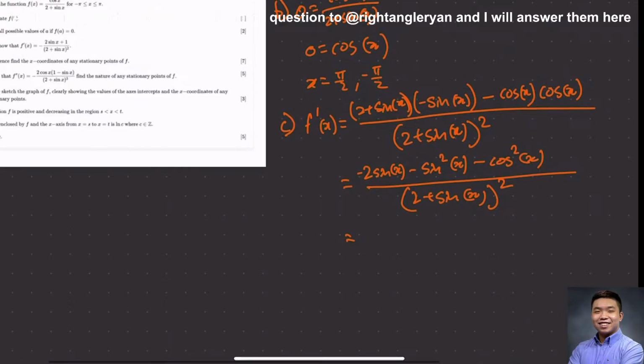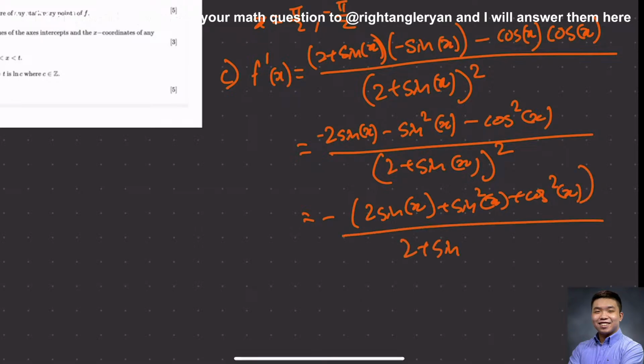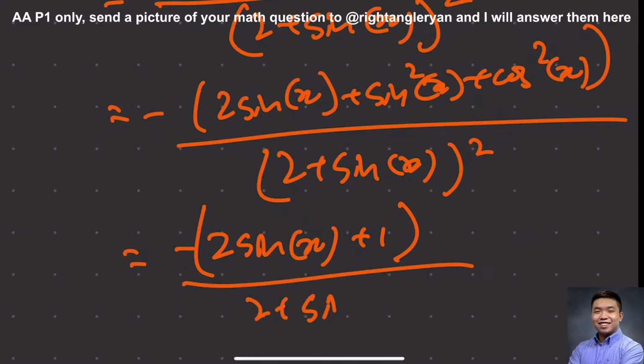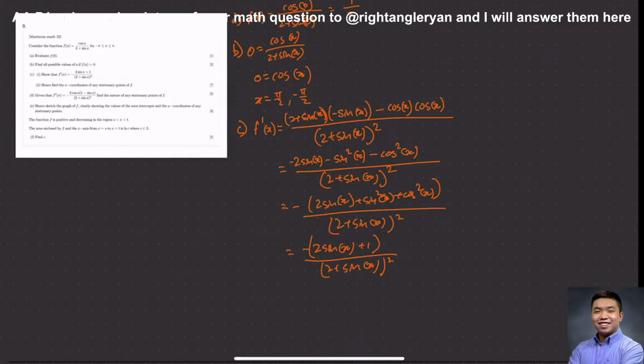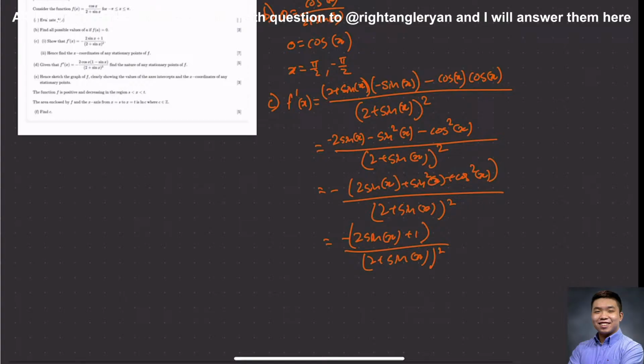Okay, so what I can do is take out the negative, so it will be negative 2 sine x plus sine squared x plus cos squared x over 2 plus sine x squared. So now we have negative 2 sine x plus 1. We don't really need to put it back in, so this is what we have. Okay, so we showed it.